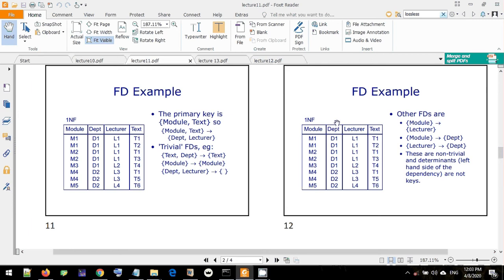Functional dependency example. We're still using this same example, but we will also notice that there are other functional dependencies here: module functionally depends on lecturer, module functionally depends on department, lecturer functionally depends on department, and these are all non-trivial determinants. That is, the left-hand side of the dependency is not a key. Module is not a key, lecturer is not a key. So we see that they are non-trivial determinants.